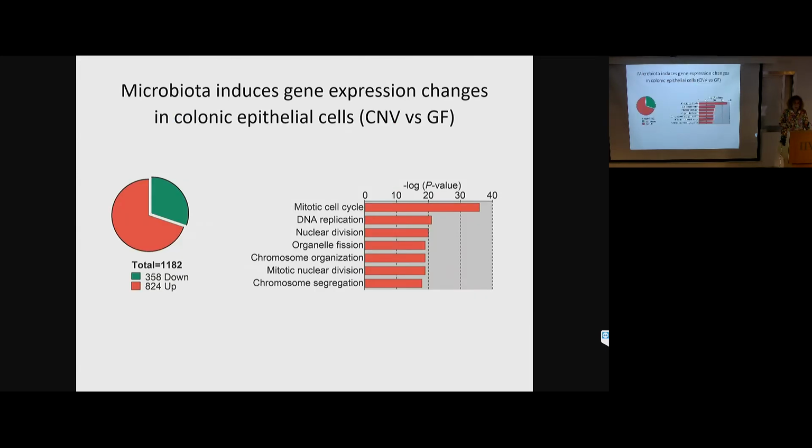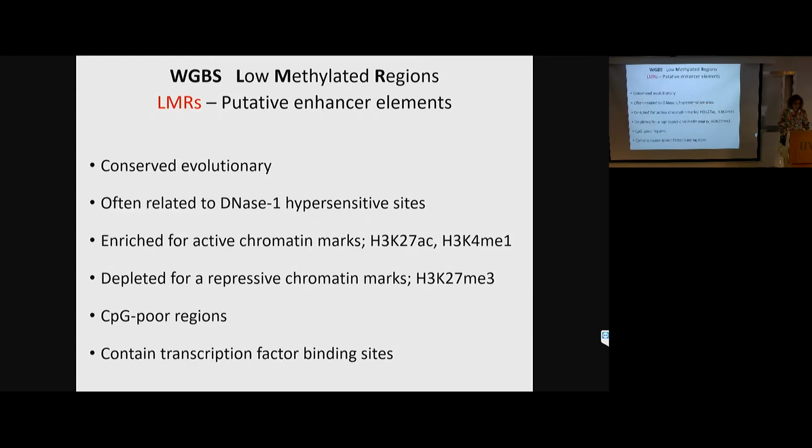If we look at the RNA-seq result, the difference between GF and CNV is only in DNA replication, in S phase. Please remember that. And then we said, okay, we are epigeneticists, let's look through the eyeglasses of epigenetics. We did whole genome bisulfite sequencing.